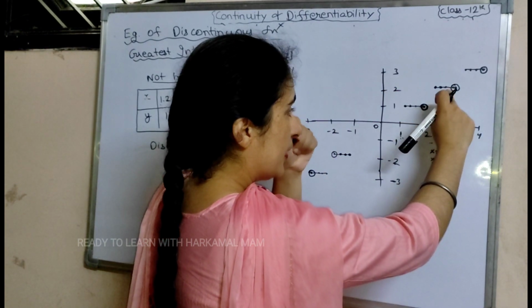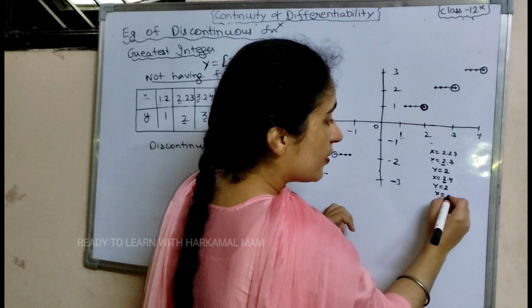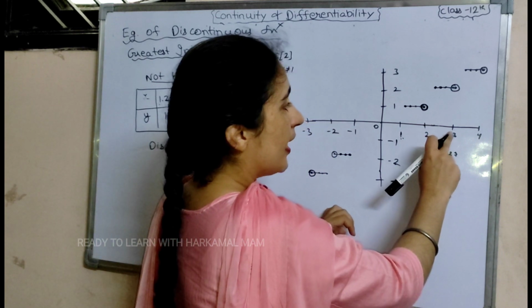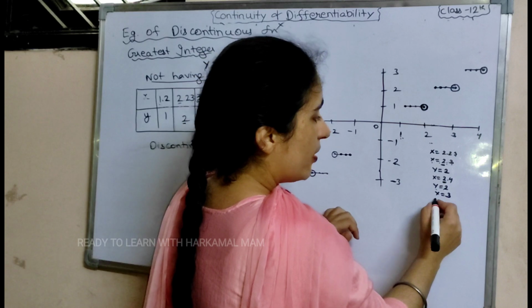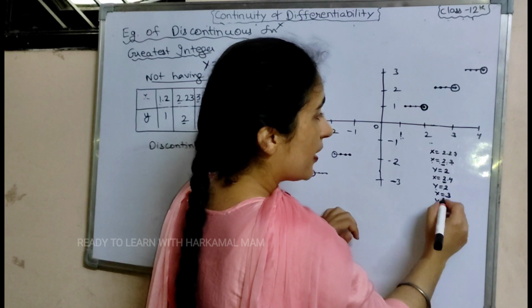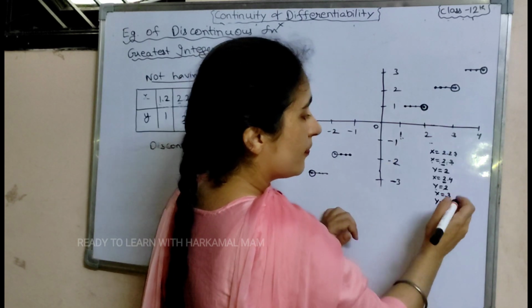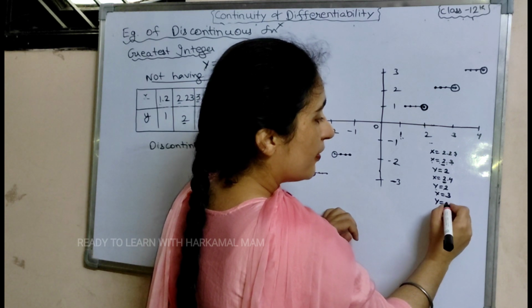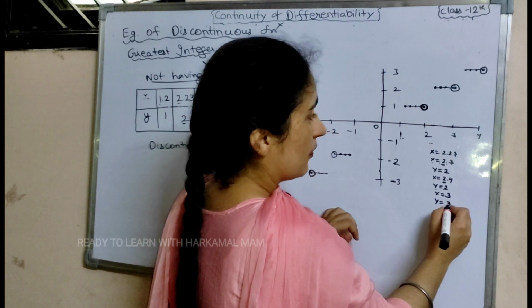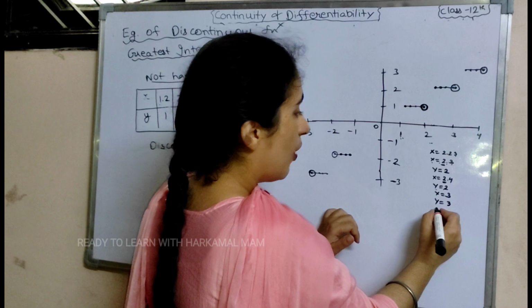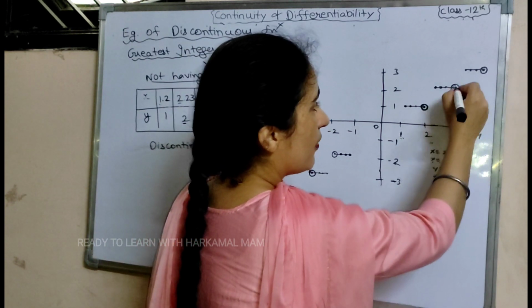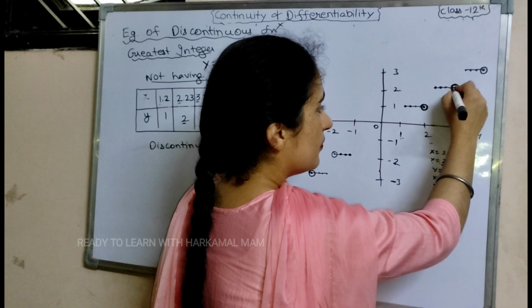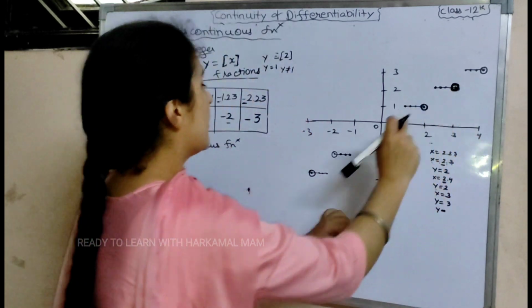Here it is. If we take x is equal to 3, then the value of y will become also 3. Y value is not equal to this. So that's why we use this symbol.